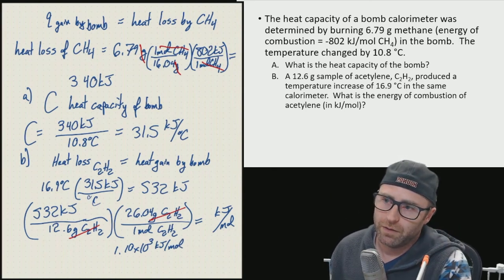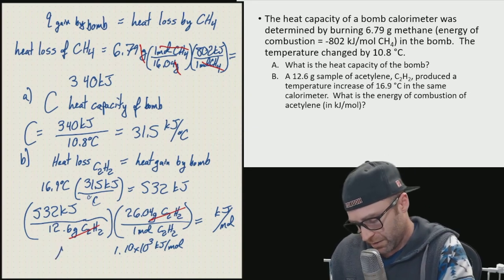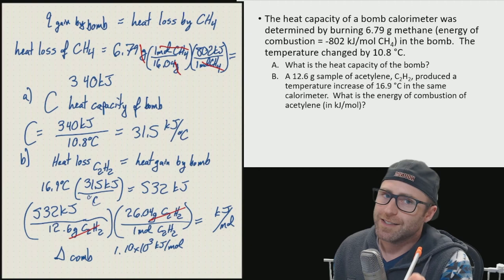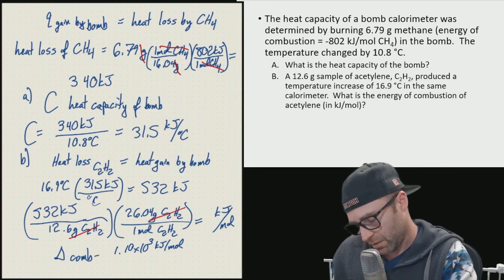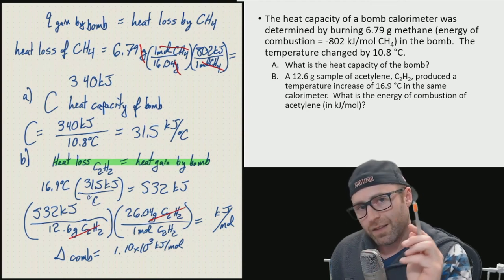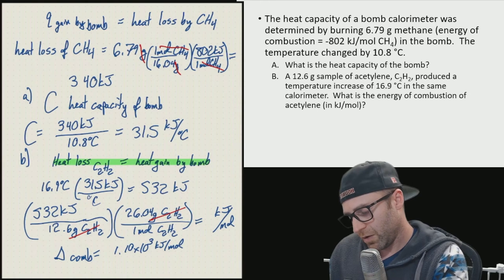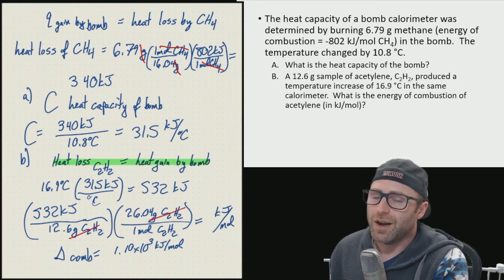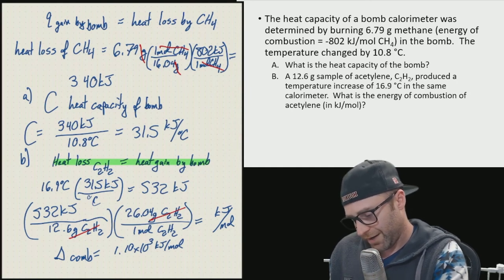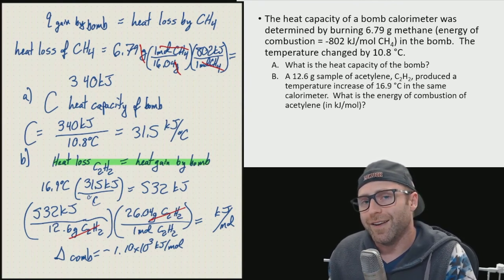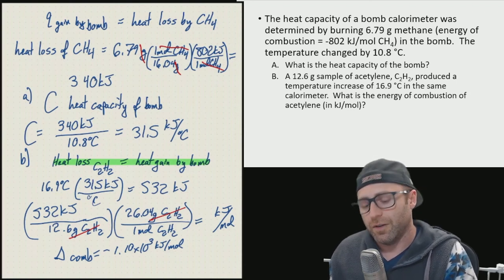But we're not done. We're not done. Because this is our energy change of combustion. But it's the acetylene that's combusting. And since the acetylene is combusting, that's why this relationship that we have up here is so important. The heat lost is going to be equal to the heat gain. So the acetylene is losing heat. That's telling us it's an exothermic process. If it's an exothermic process, what we need to say is that this is going to be a negative numeric value. So our energy of combustion is going to be a negative 1.10 times 10 to the third kilojoules per mole.